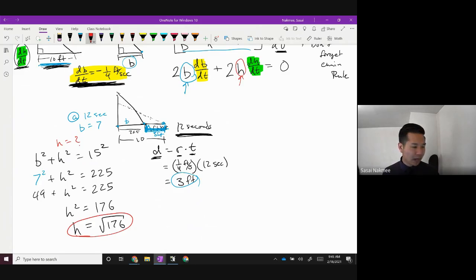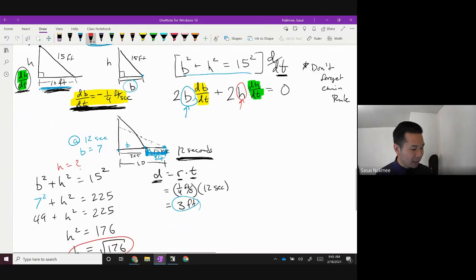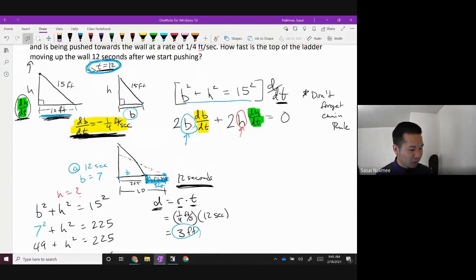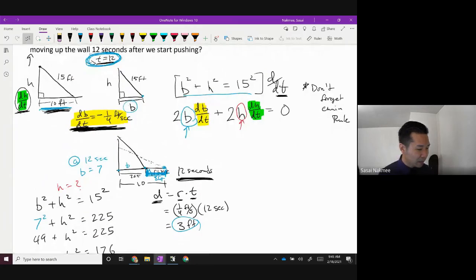Highlight the variable that you're looking for. And then that leaves the remaining variables that you need to find based off of the word problem that they give you, right? So they tell us the base without actually telling us that the base is 7. They tell us that it's 10 to begin with, but they tell us that it's traveling at some speed, so we know that it's going to be smaller by 3 feet. And that's how we found out that it's 7 feet right there.